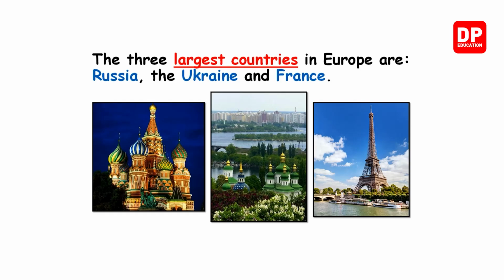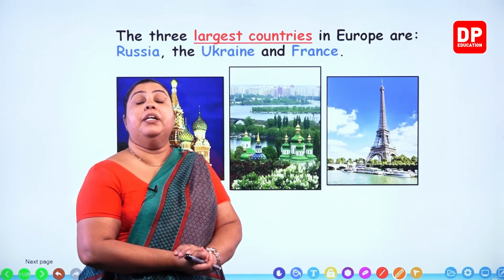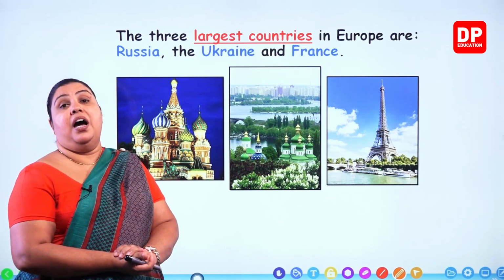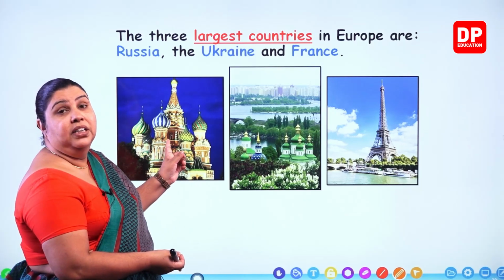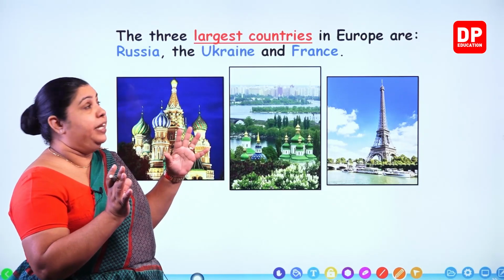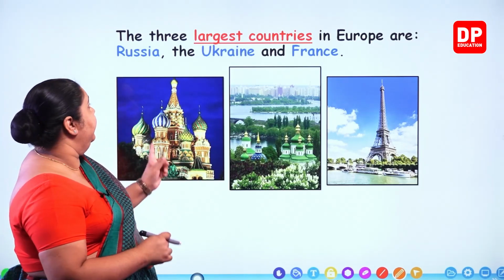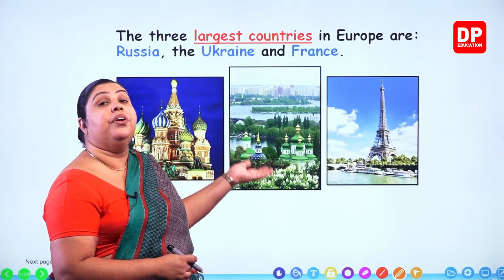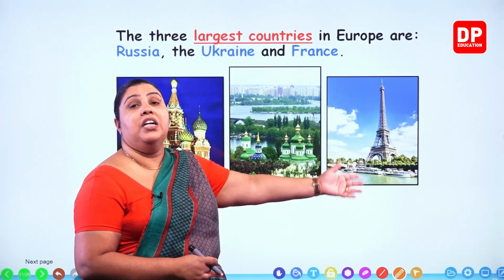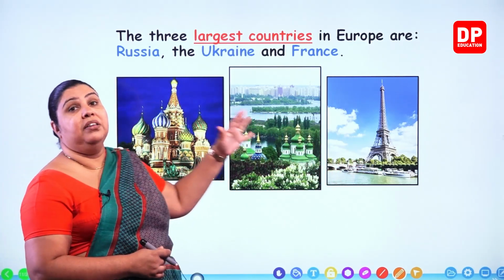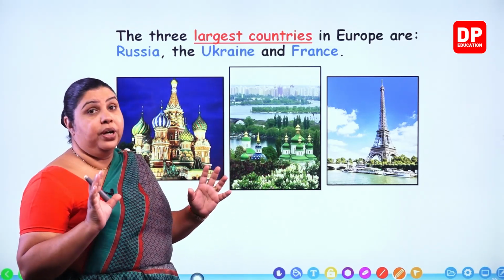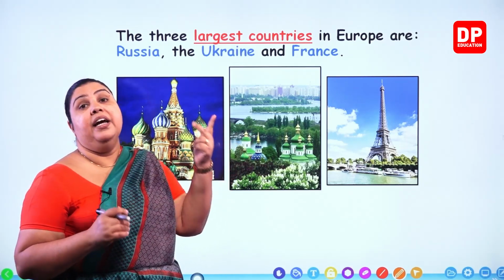The three largest countries in Europe are Russia, Ukraine and France. Russia is the first among the largest countries in the European continent, then Ukraine, then France. These three are the largest countries of this continent. So what are the largest countries in Europe? It's Russia, the Ukraine and France.